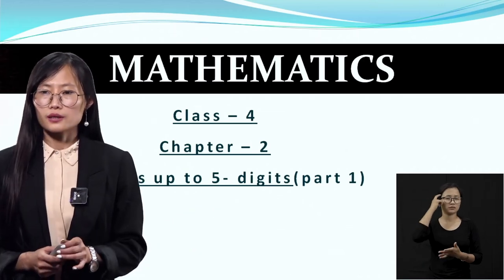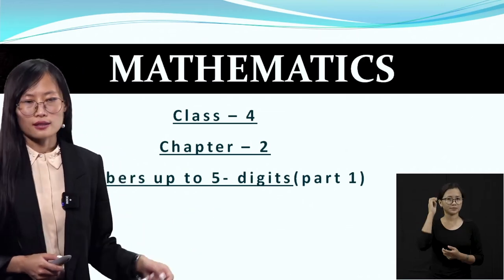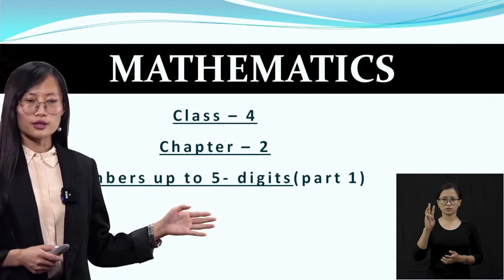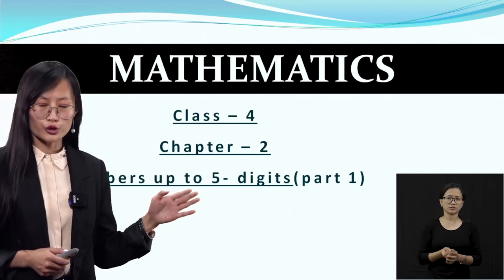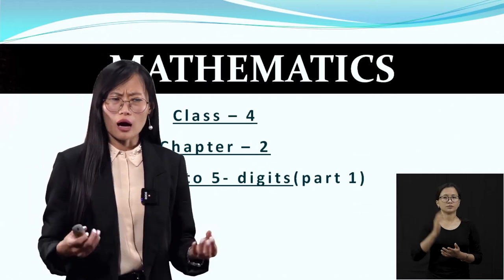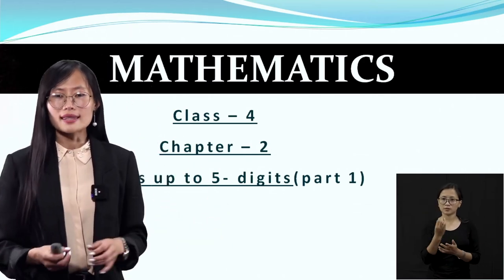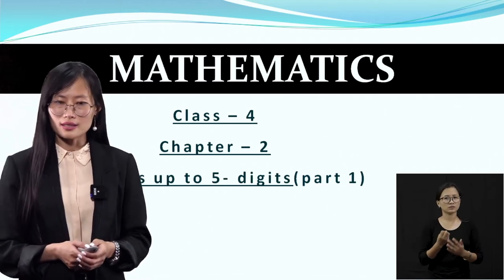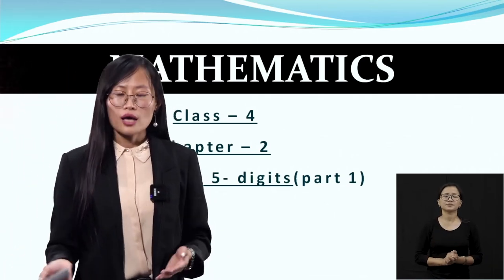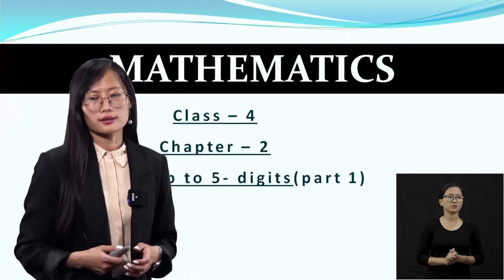When I say numbers, what comes to your mind? Yes, 1, 2, 3, all the counting numbers come to your mind, right? Like 1, 2, 3, and so on. We count things or objects using the numbers, and we write things using all the counting numbers, 1, 2, 3, and so on. These are called numerals.